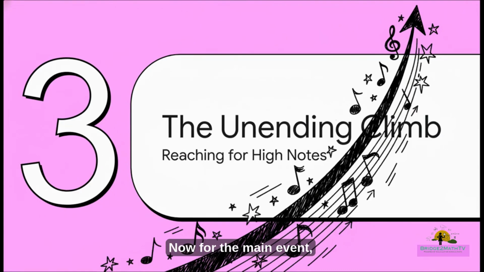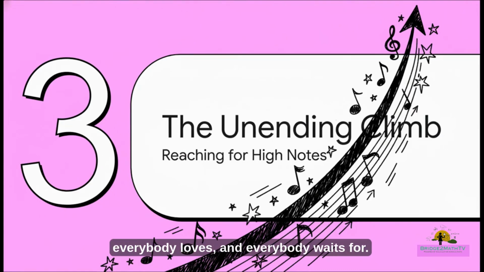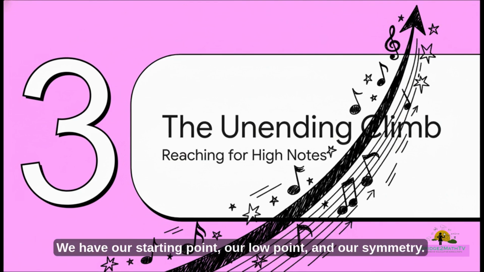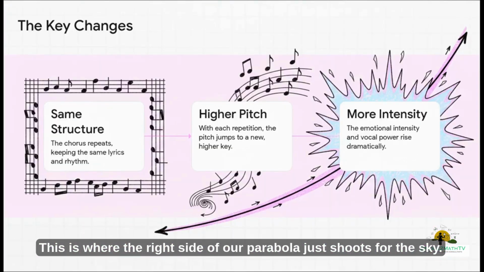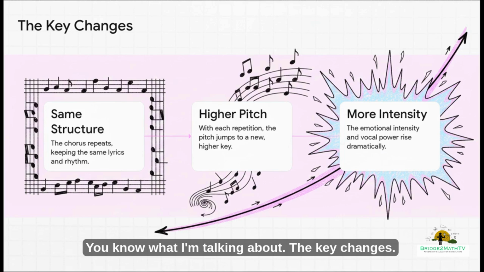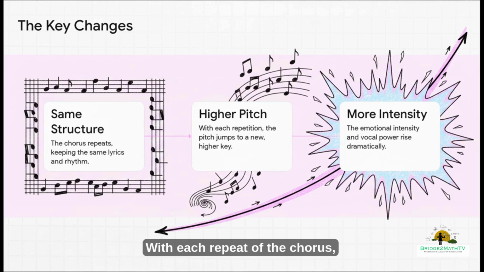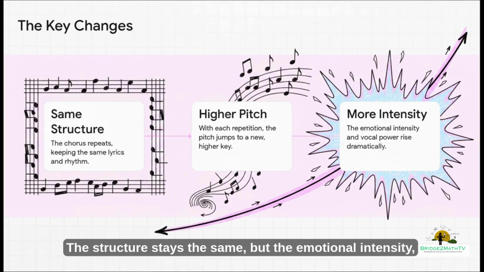Okay, now for the main event, the part of the song that everybody knows, everybody loves, and everybody waits for. We've built the base of our parabola. We have our starting point, our low point, and our symmetry. Now, let's talk about that glorious, unending climb. This is where the right side of our parabola just shoots for the sky. You know what I'm talking about. The key changes. With each repeat of the chorus, the pitch jumps higher and higher. The structure stays the same, but the emotional intensity, our vertical climb on the graph, just goes through the roof with every single key change.